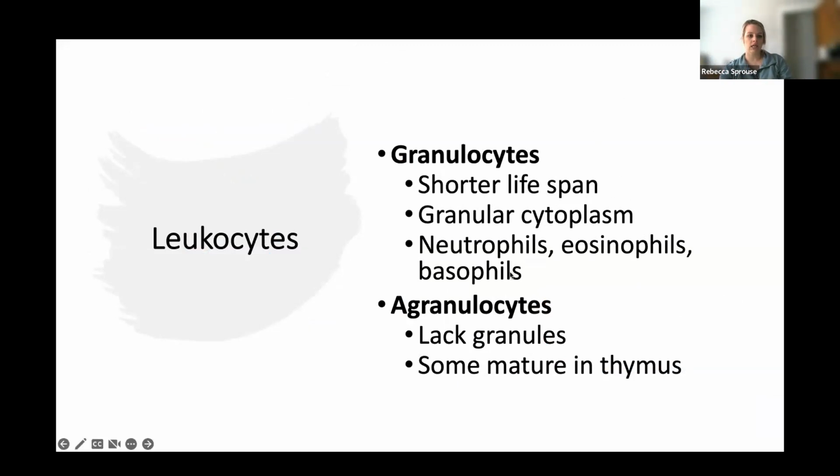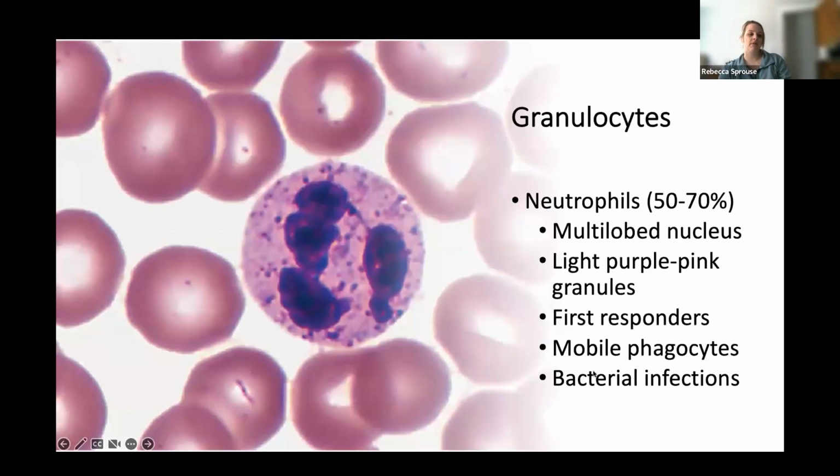The "-phils," as I like to call them, are granulocytes. And then the agranulocytes are going to be the "-cytes." We'll get into that. Granulocytes are going to be neutrophils, eosinophils, and basophils. Lymphocytes and monocytes are going to be here in the agranulocytes. So let's talk about the granulocytes.